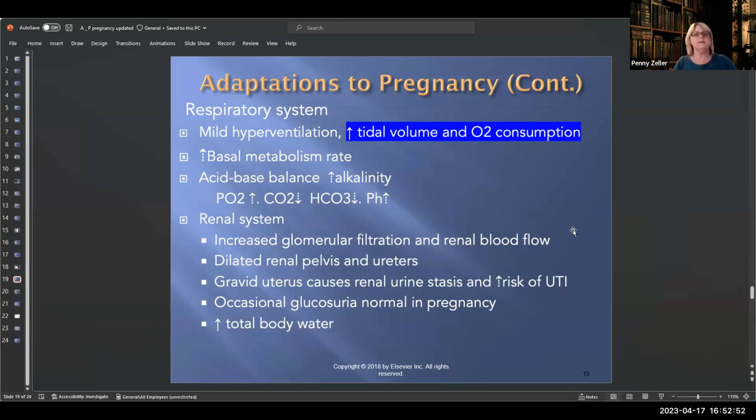The kidneys dilate. Women are susceptible to urinary tract infections during pregnancy because of the dilated ureters and spaces. Urine tends to sit in the ureters for a longer period of time. So there's a risk for infection, urinary tract infection.